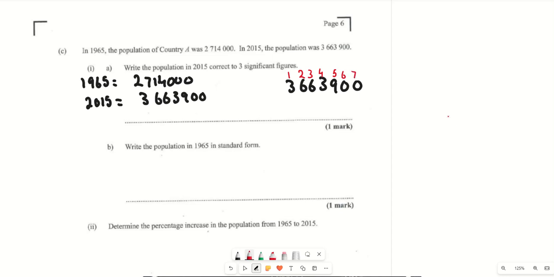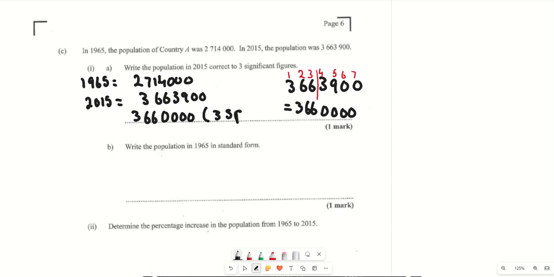They ask for 3 significant figures, so you're going to draw a line after your third significant figure. Anytime you draw that line, you are checking to see if the number after the line is more than 5 or less than 5. It is less than 5, so you do not have to add 1. This number will remain as is, so it is going to be 366, and everything after the line will turn to zeros. And this would be your answer, 3,660,000.